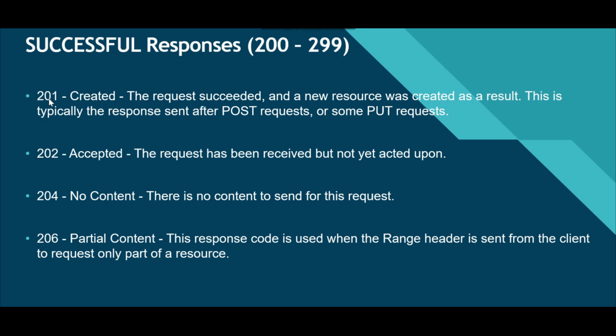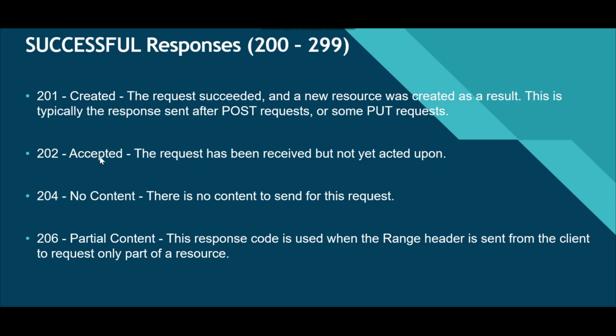Response code 201 is for created successfully. The request succeeded and a new resource is created as a result. That time we return a 201 response code. This is typically a response sent after a post request or some put request, whenever we are trying to create a resource through a post method, or whenever we are trying to update any resource through a put contract. That time we return 201 response code.